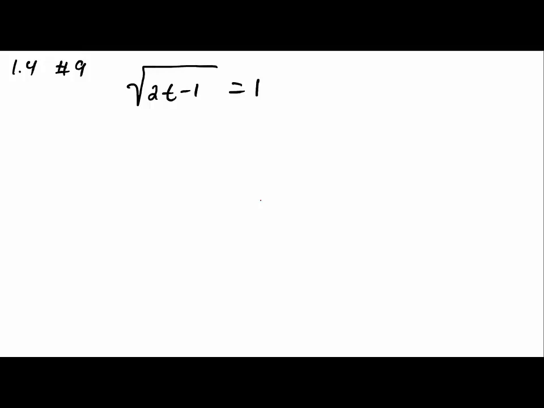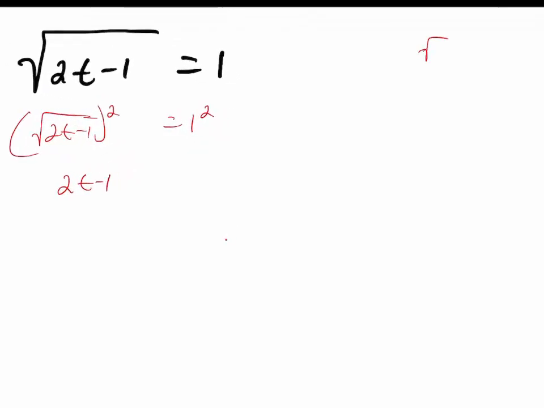And so what we want to do when we get a radical is we simply want to get rid of that radical. And the way that we're going to get rid of it is by raising both sides to the second power. And so what's going to happen is that the square root of 2t minus 1 raised to the second power simply becomes 2t minus 1. So if I have the square root of x and I raise that to the second power, I just get x. And so, of course, 1 to the second power is simply 1.